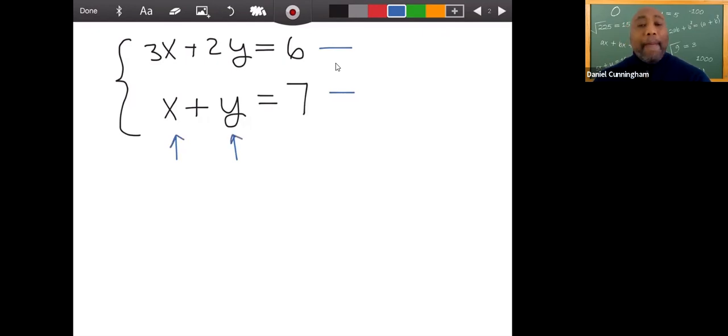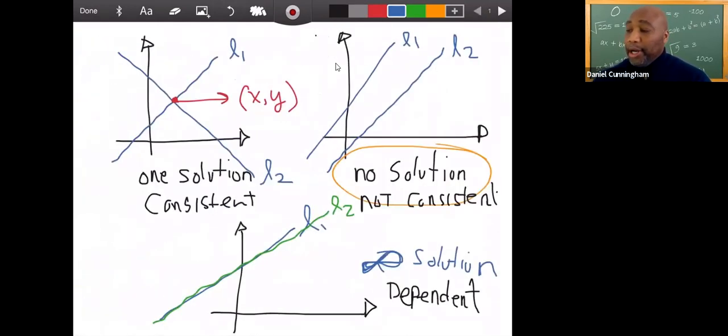And what you want to do basically is graph each of these separately. For the top equation, we'll call that L1, and for the bottom, we'll call that L2. With this particular system, L1 and L2, only one of these three things will happen. All three things won't happen. Either they will intersect, they will be parallel, or they will be the same line.